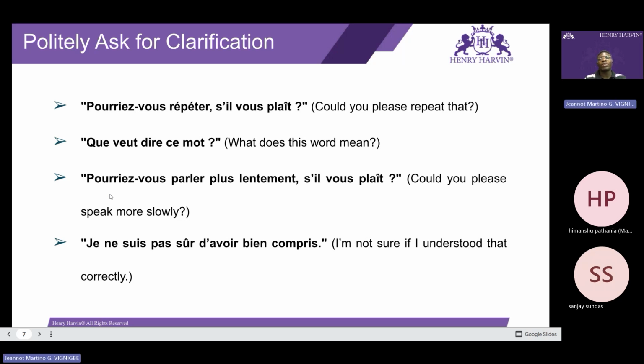Et nous avons quelques expressions ici que vous allez utiliser pour pouvoir poliment demander une clarification lorsque vous entretenez une conversation avec quelqu'un.